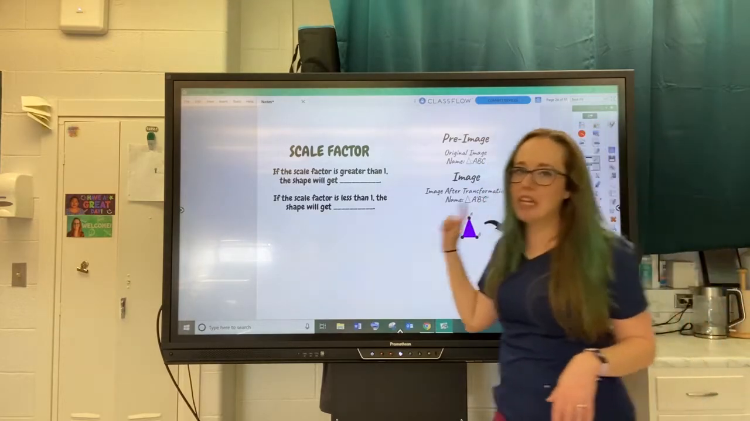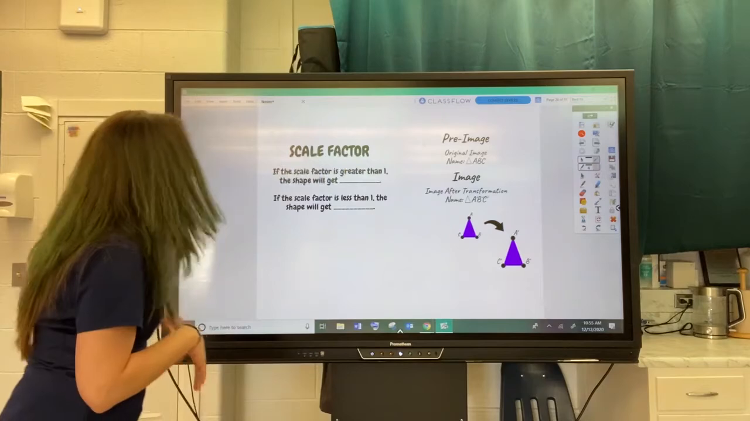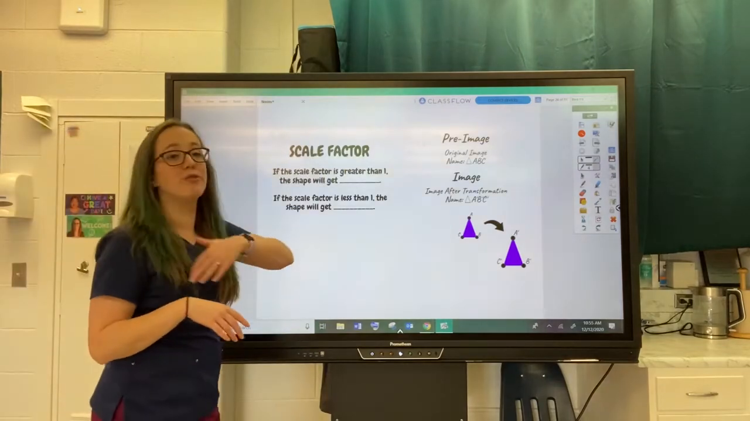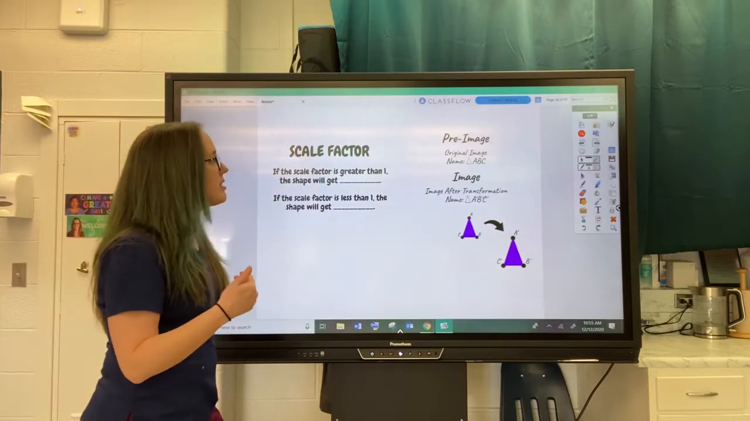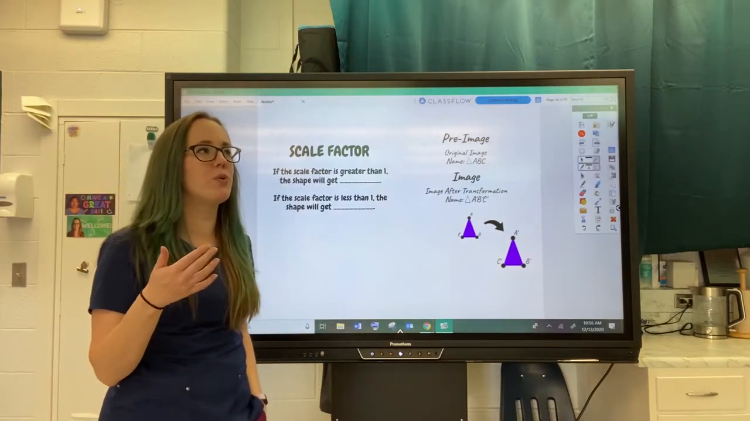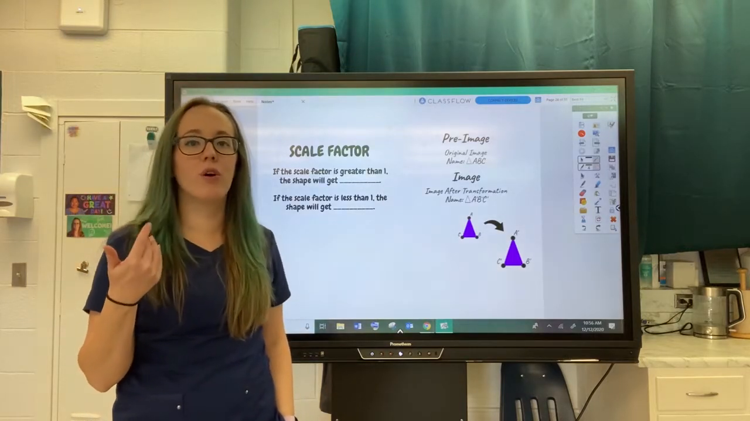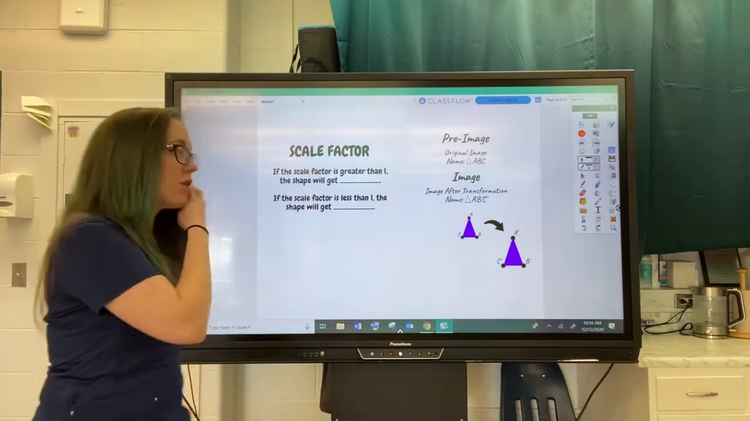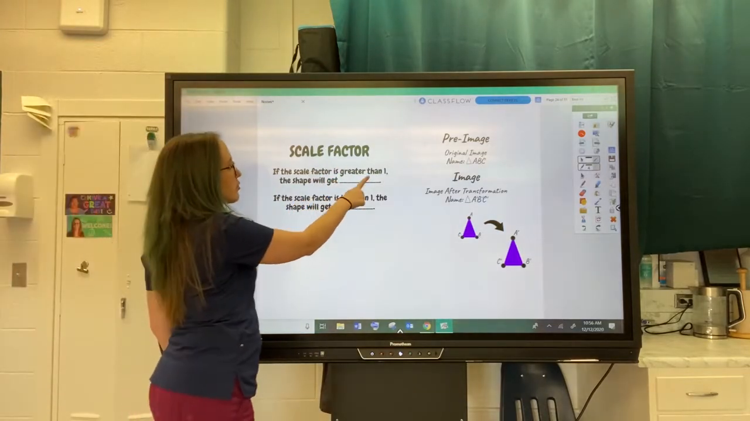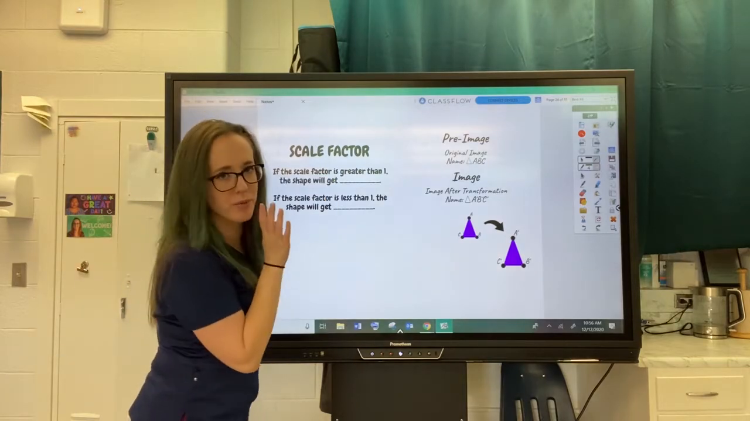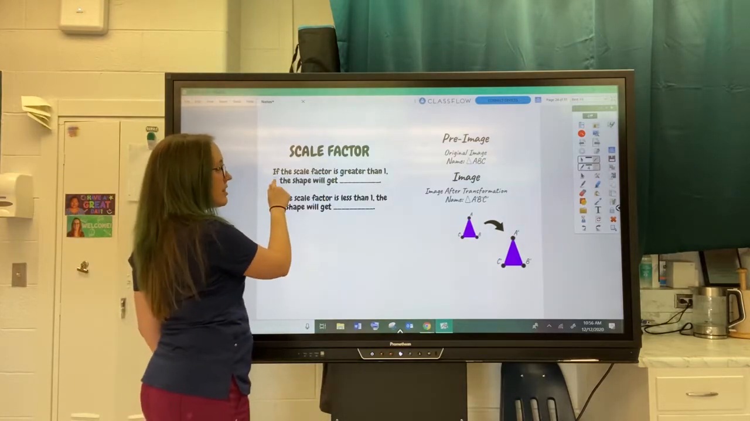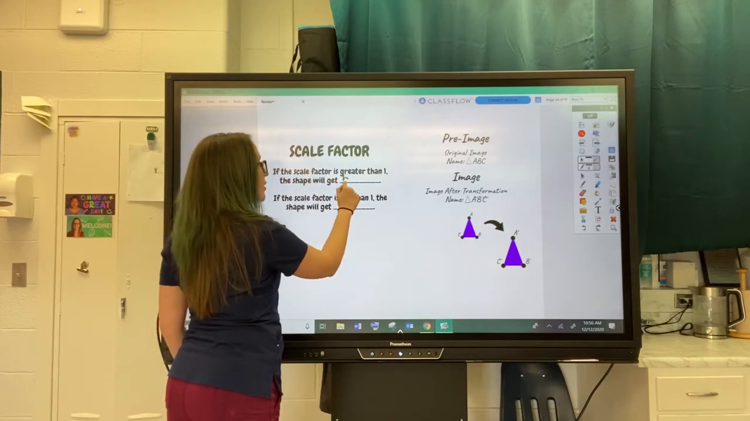But we do have a little bit of vocabulary with this one. And that is scale factor. Okay, and scale factor basically just tells you what to multiply your shape by. So if the scale factor is greater than 1, like if it's 2 or 3 or 5, those are pretty much all the numbers you ever see, it means that the shape will get bigger.